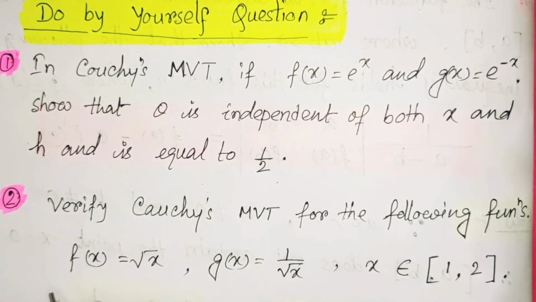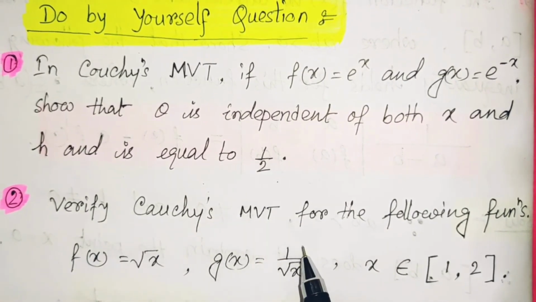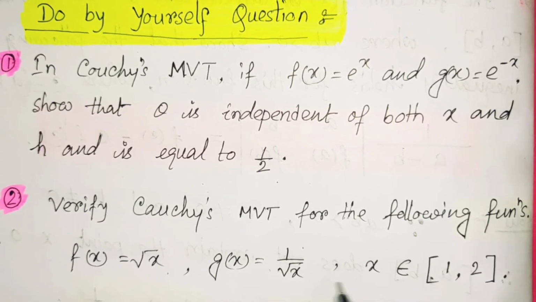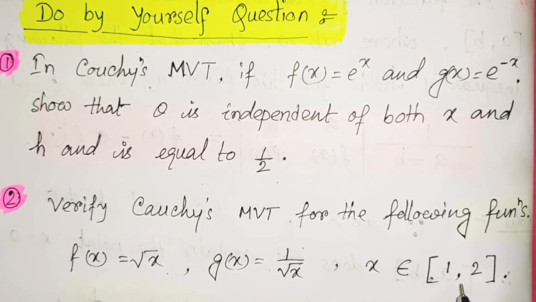And the second question is: verify the Cauchy mean value theorem for the following functions, where f(x) is equal to root x and g(x) is equal to 1 by root x within the interval -1 comma 2. So verify the Cauchy mean value theorem for these two functions and write your comment in the comment box.